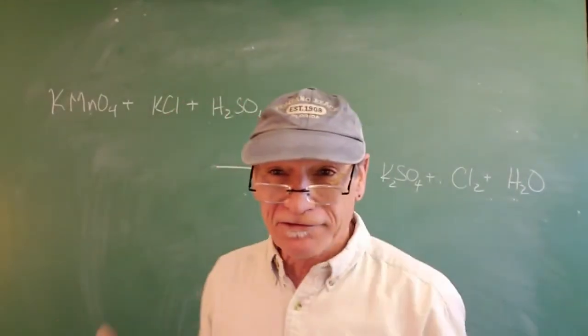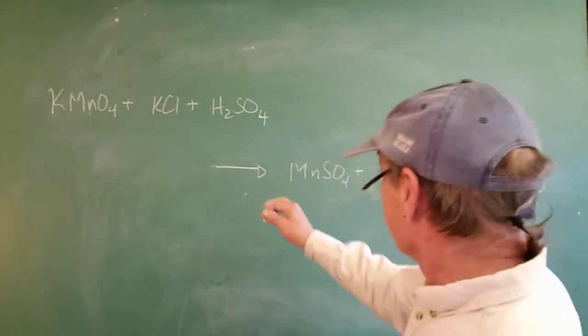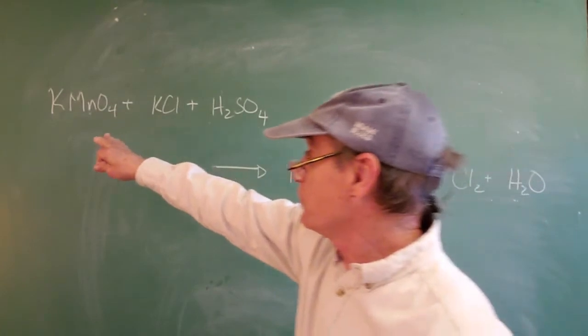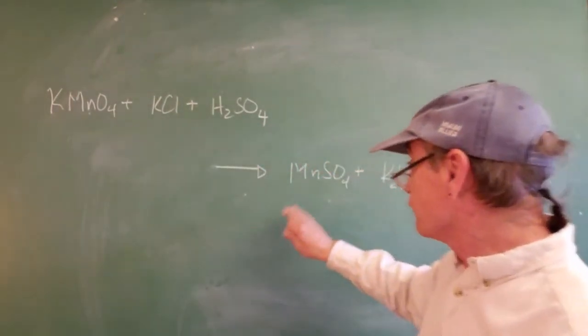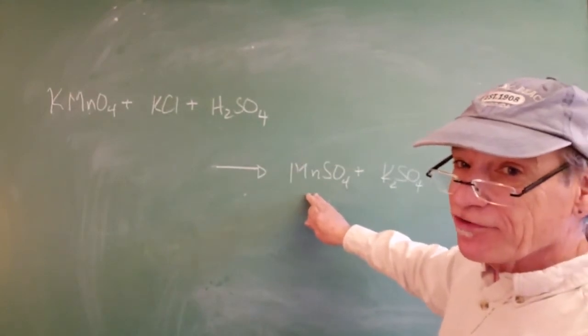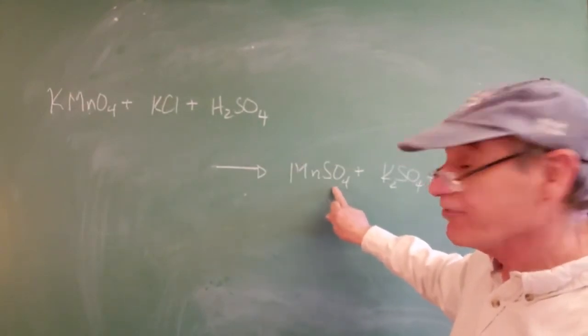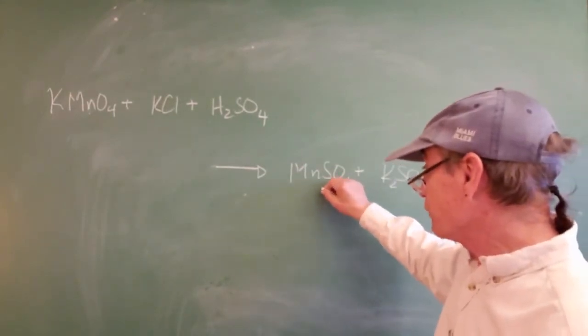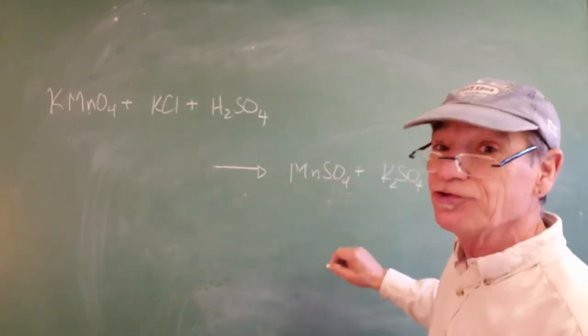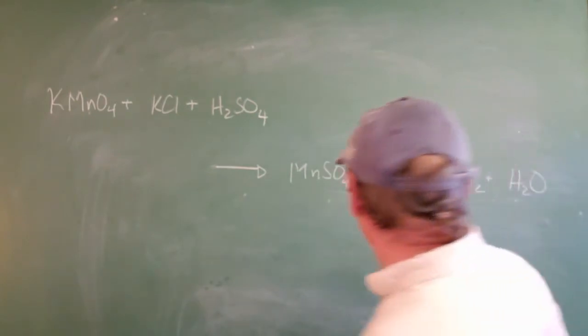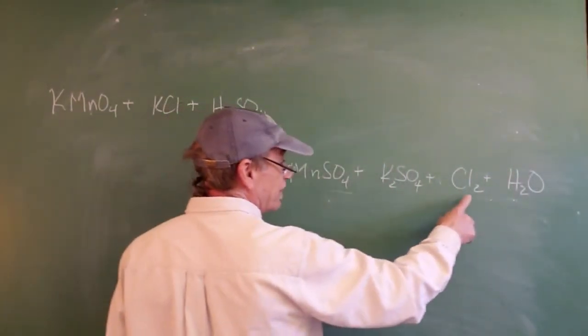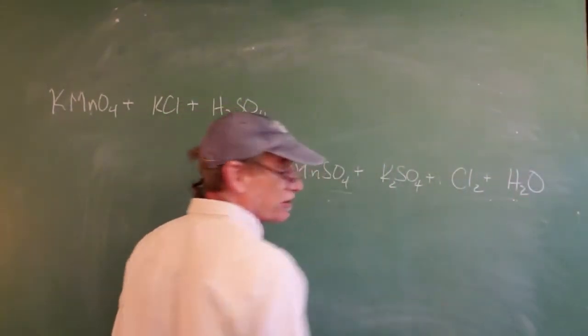Okay, here's one I couldn't even fit on the board. So anyway, here's our reactants: potassium permanganate, potassium chloride, sulfuric acid. It reacts to make manganese sulfate. This is manganese Roman numeral 2 sulfate. I know that because I know that a sulfate group is always -2. So that, again, makes the manganese a +2. And it's also going to make potassium sulfate, chlorine gas, and water.